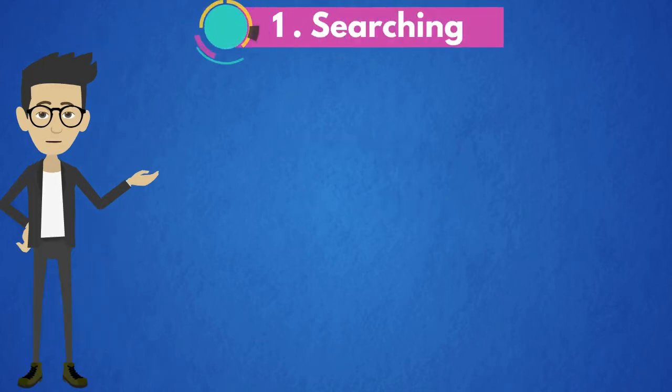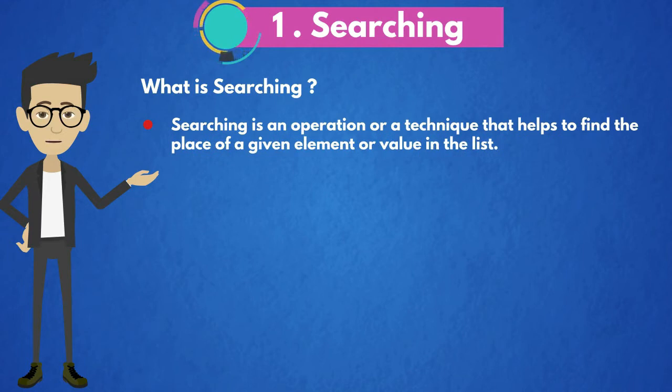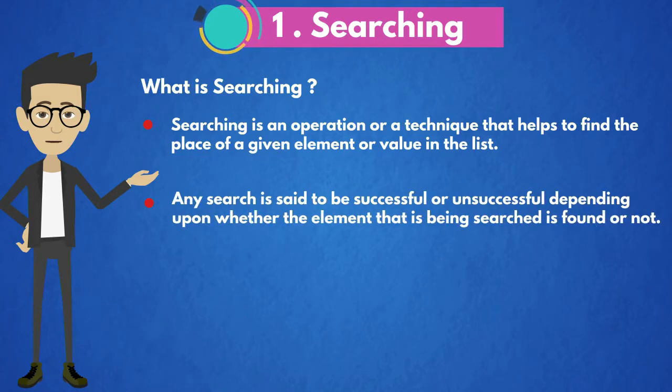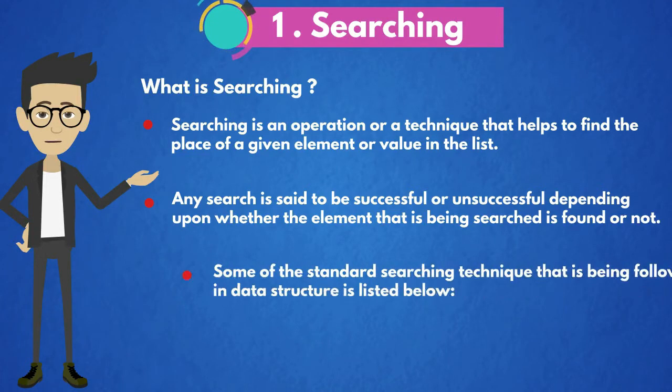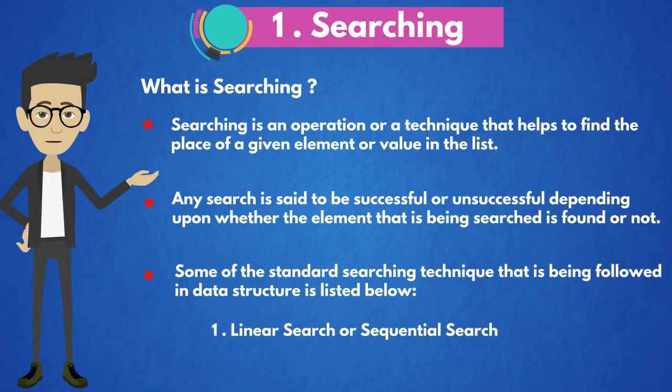First one, searching. What is searching? Searching is an operation or a technique that helps to find the place of a given element or value in the list. Any search is said to be successful or unsuccessful depending upon whether the element that is being searched is found or not. Some of the standard searching techniques that are followed in data structures are listed below. First one, linear search or sequential search. The second one, binary search.